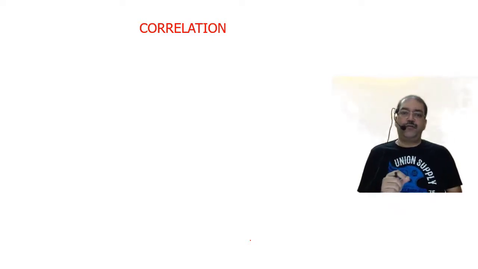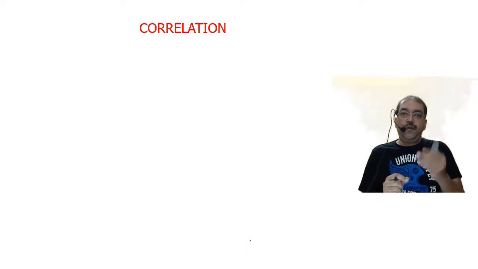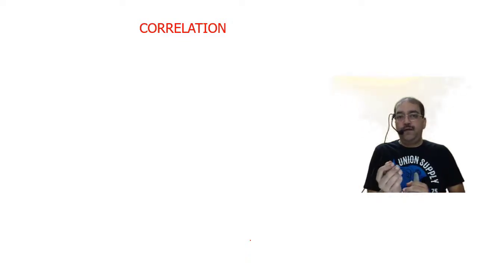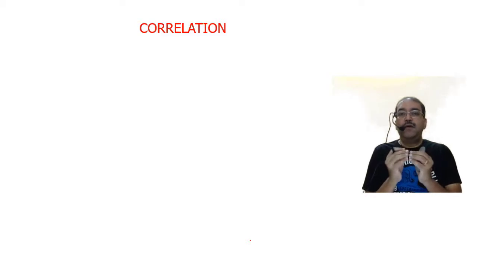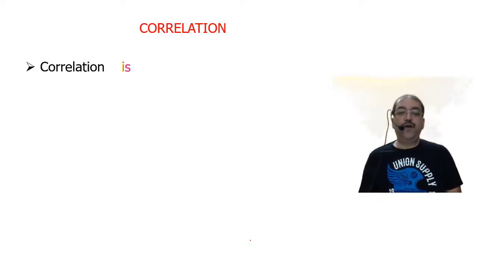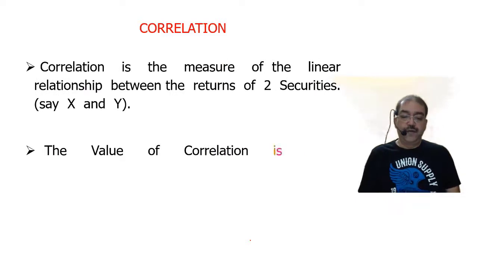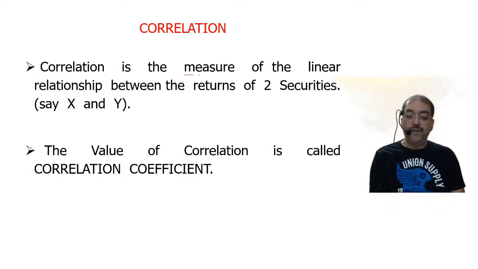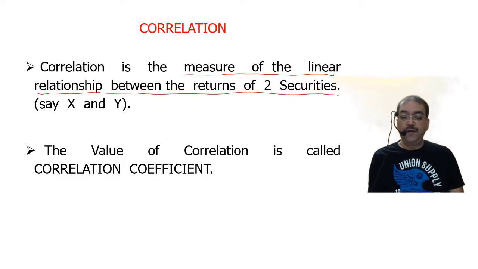That is correlation. If one goes up, the other goes down. If one goes down, the other goes up. Relation between the returns of the two securities. That is called correlation. The value that we calculate is called the correlation coefficient. So correlation is a measure of linear relationship between the returns of two securities.